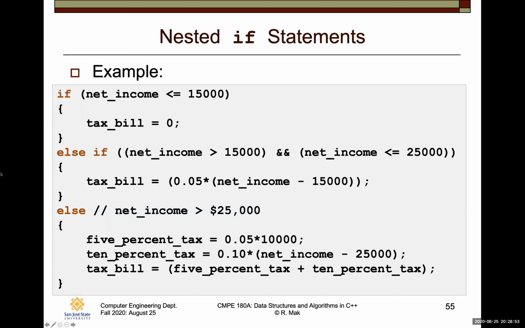according to this formula. Else, if both of these tests fail, meaning that the net income must be greater than 25,000, and I have it here as a comment, then you have this other formula for calculating your tax bill. Okay, so these are examples of nested ifs. You can string together a whole bunch of these else ifs. Let's say there are more categories of income, then you can have if, else if, else if, else if, else if. Finally, at the very end, you would have else. Okay, so you can do this.